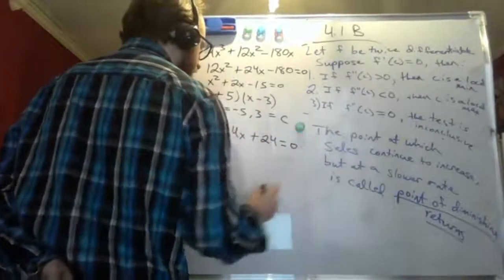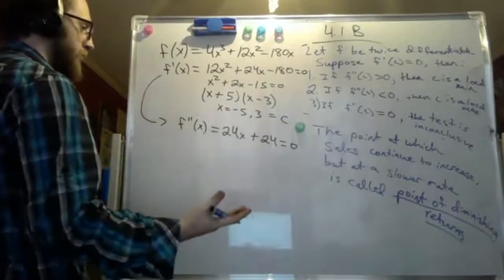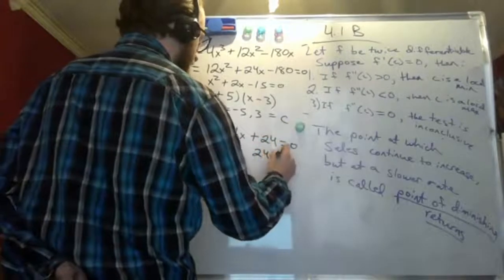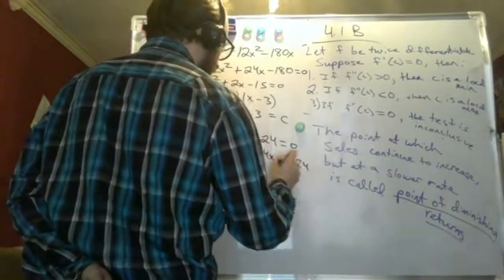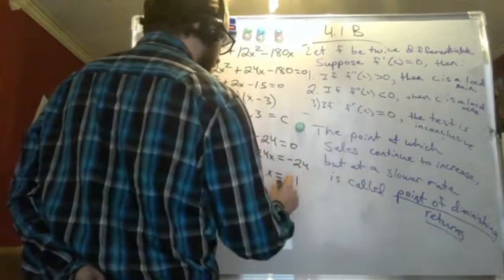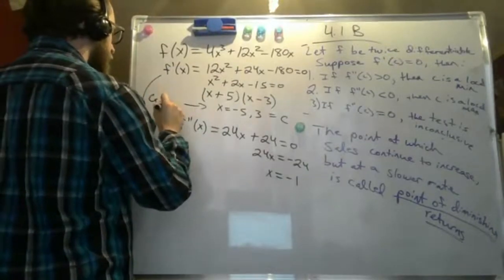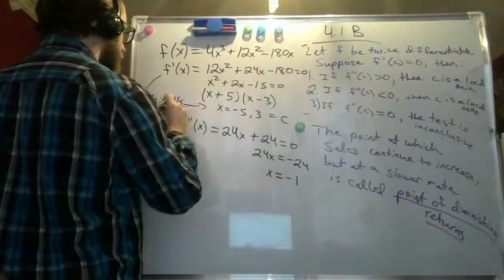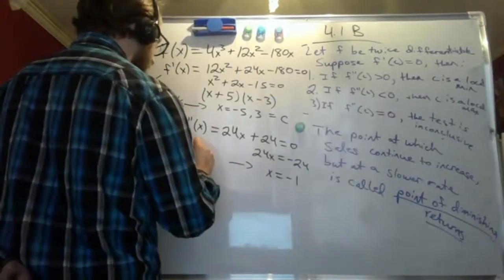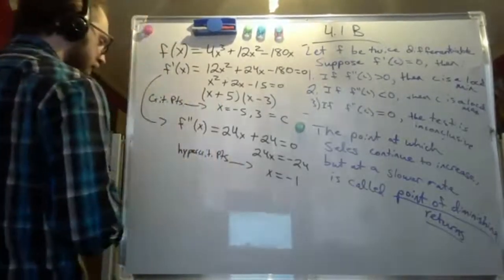We set that equal to 0 to find our hypercritical points. And we're going to get 24x is equal to negative 24, x equals negative 1. So up above here, we have the critical points. And right here, we have the hypercritical points. And they're both useful to us.